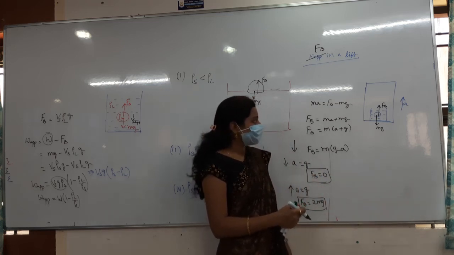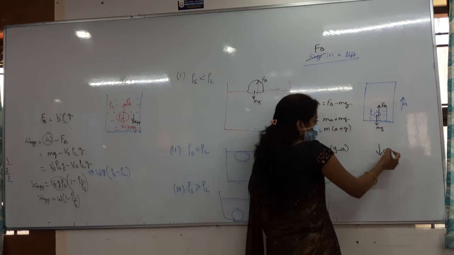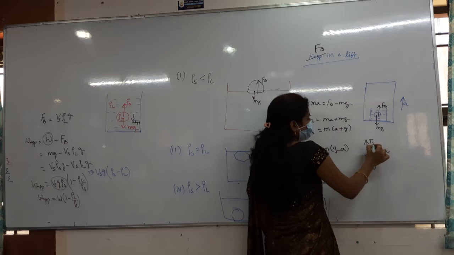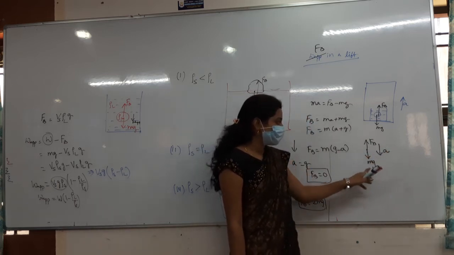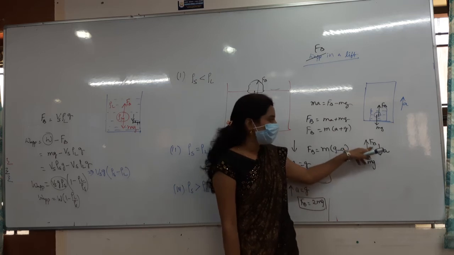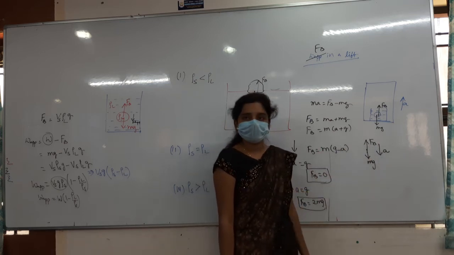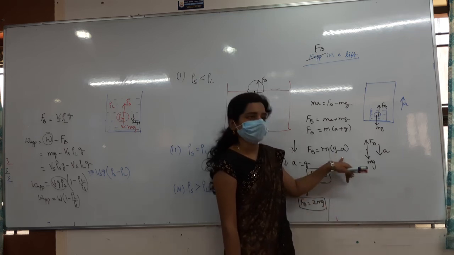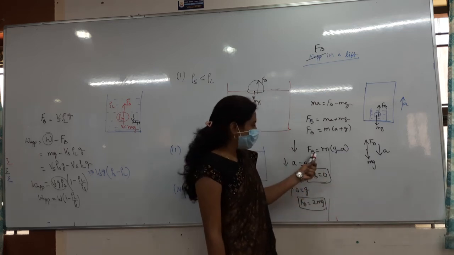Then next case is whenever the lift is going in the downward direction, at that time a is in the downward direction, mg is in the downward direction, FB is in the upward direction. Again ma is equal to, for acceleration who is supporting here? mg minus FB. Then FB is equal to mg minus ma, then m common, g minus a. Here weight is decreasing, mg minus some value you are removing.